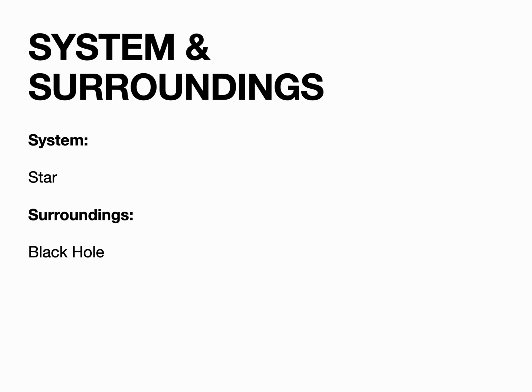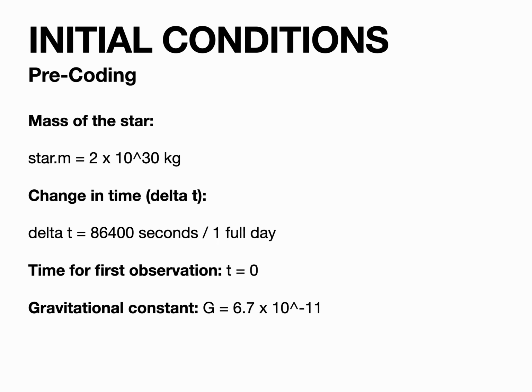So the system and surroundings for at least the first part are the star and the black hole. And the initial conditions: the mass of the star is 2 times 10 raised to the 30. Change in time, delta t, is 1 day. However, for the sake of getting correct calculations, I had to convert that to seconds. So 86,400 seconds in a day, and that is the value that was used. The time for the first observation is t equals 0, and the gravitational constant is 6.7 times 10 raised to the negative 11.